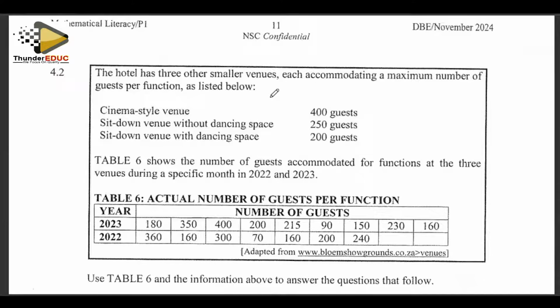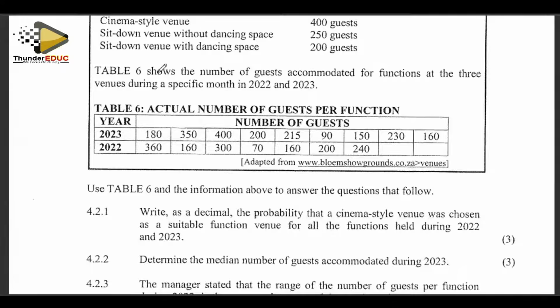Okay. 4.2. The hotel has 3 other small venues, each accommodating a maximum number of guests per function as listed below. Cinema style venue, 400 guests. Sit down venue without dancing space, 250 guests. Then sit down venue with dancing space, 200 guests. Now here we go. It says table 6 shows the number of guests accommodated for the function at 3 venues during the specific month in 2022 and 2023.